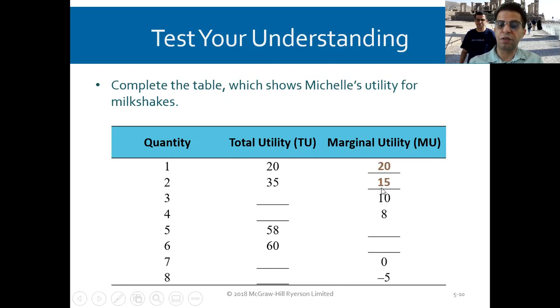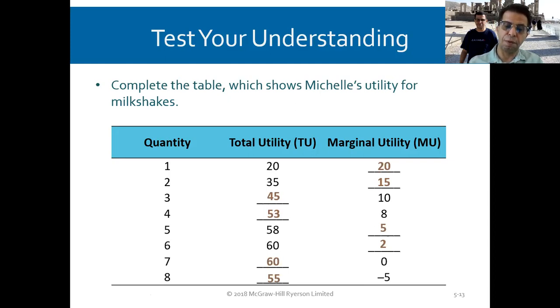And the third one gave us 10. So what we're going to see here is 45, because 10 plus 35 is 45. And because it's 8 here, 45 plus 8. So the calculation is very straightforward. It's still giving you the amount. And then the marginal utility reaches 0, and then 55 is where it starts diminishing.